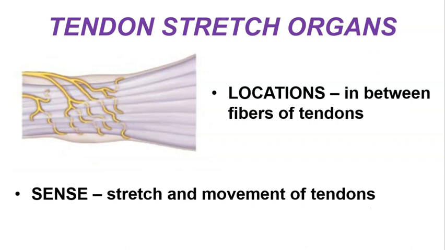And finally, we have tendon stretch organs, which are similar to the muscle spindles because they detect the movement of stretch of tendons, that is, instead of the movement and stretch of skeletal muscles. These sensory receptors are found embedded between the collagen fibers that compose the tendons.